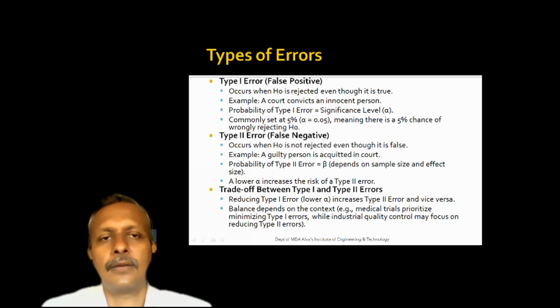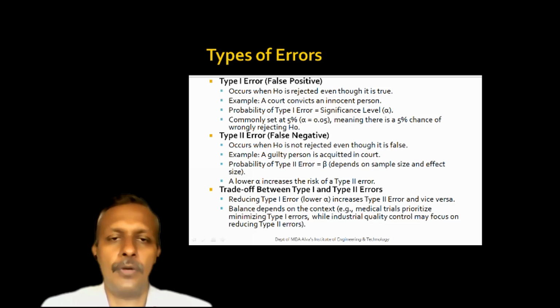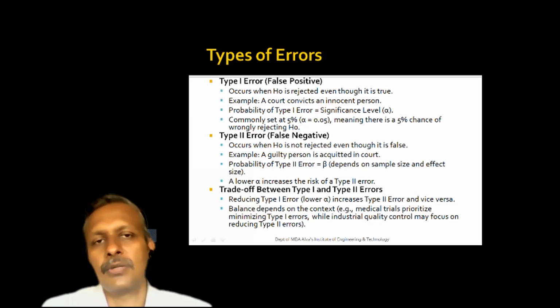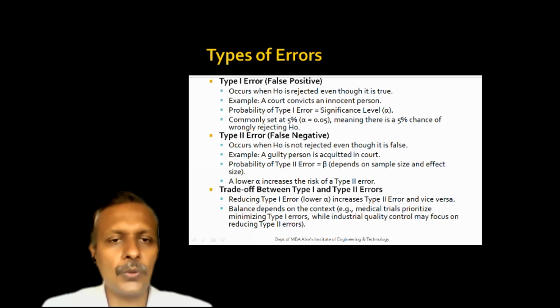Then there is another error called type 2 error, which is a false negative error. This occurs when H0 is not rejected even though it is false. Example, a guilty person is acquitted in the court. The probability of type 2 error again depends upon the sample size and the effect size. So lower alpha increases the risk of type 2 error.